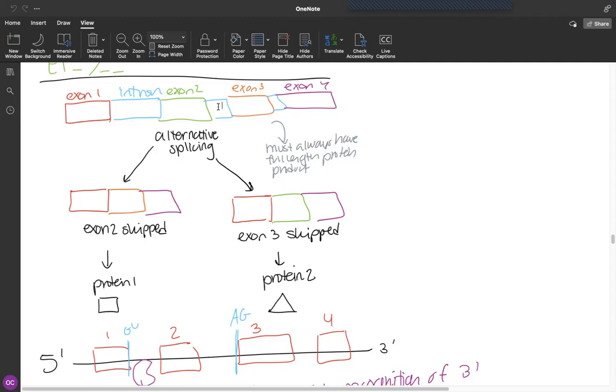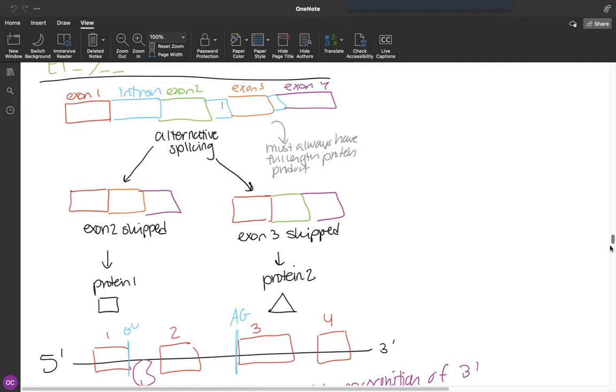So this led to a specific protein being produced, different from what would have happened had we had just regular splicing. And on the right, we have exon 3 being skipped. It too was treated as if it were part of an intron due to how the spliceosome reads GU and AG. And this produces another different protein. But again, you must always have the full length protein product.